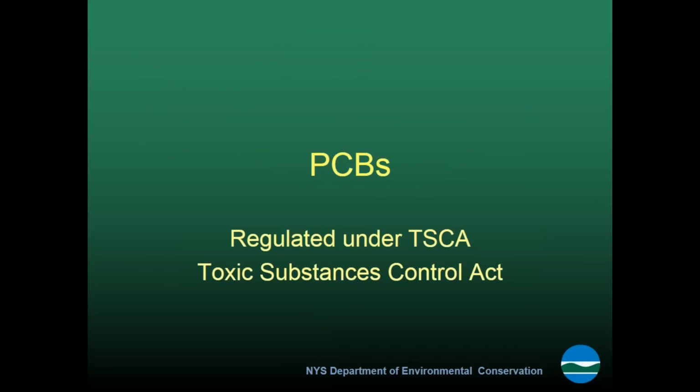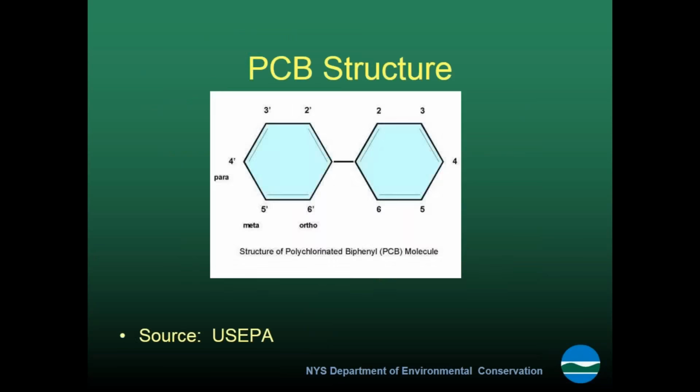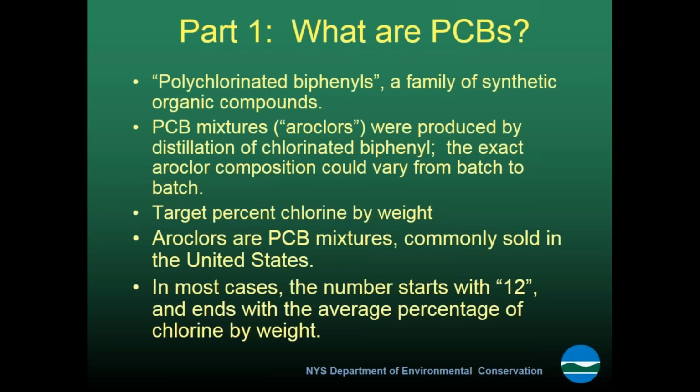Okay, I'm going to just run through the last two things, PCBs and the PFAS compounds. PCBs are unique. They're these two rings joined by a single bond. The PCB mixtures were marketed by Monsanto as Aroclors. There wasn't an exact composition. They were shooting for a target percent chlorine by weight.